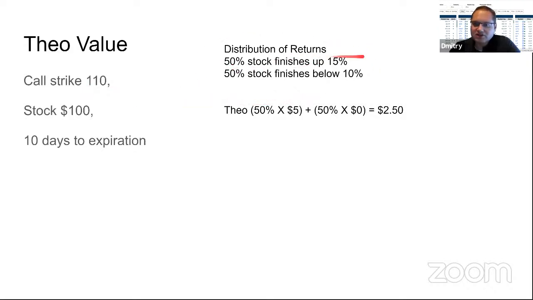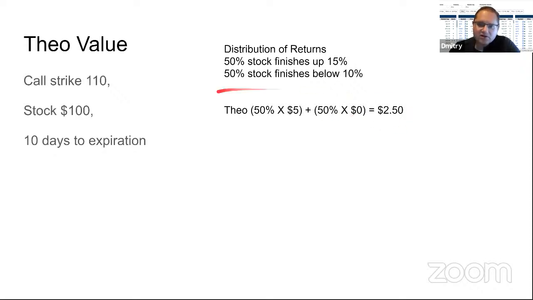Well, if 50% of the time we think the stock will be 115, then we think 50% of the time this call will be worth $5. This is the theo. And 50% of the time the stock is below this threshold, it won't go up by more than 10%, then 50% of the time this will be worth $0.